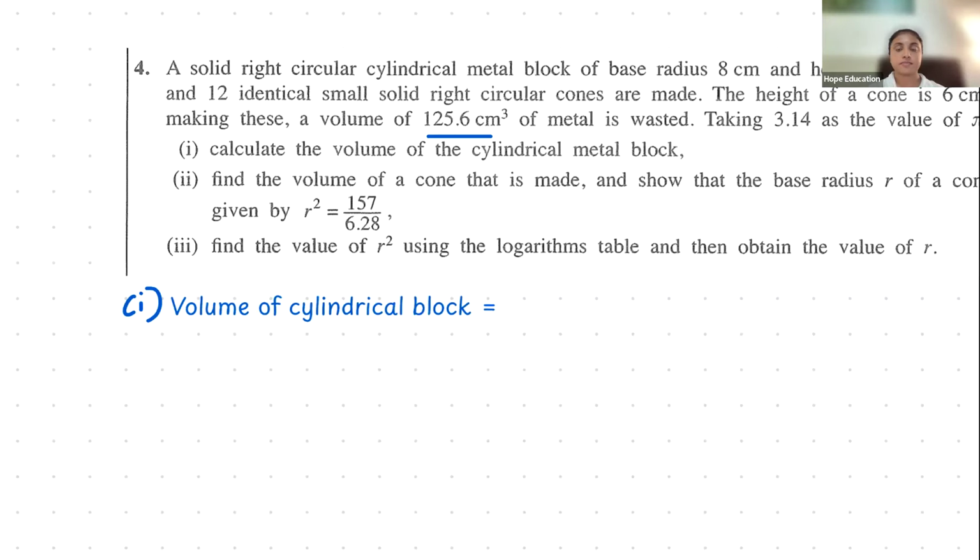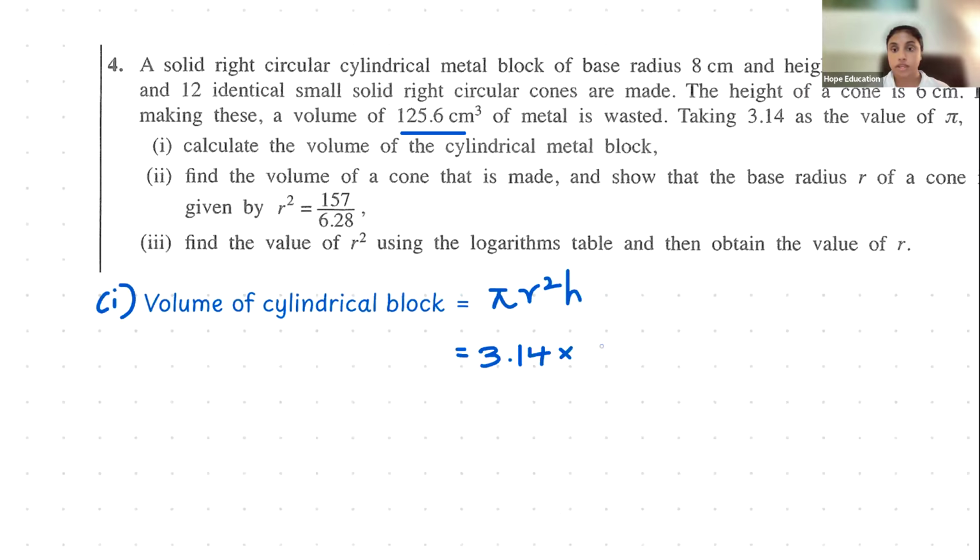Okay, others? Pi. Yes. A cylinder has two circular faces. The area of one circular face is pi r squared, right? You multiply that by the height of the cylinder, so it's pi r squared h. They're asking to take pi as 3.14. The radius is 8 centimeters, so we take 8 squared, multiplied by the height, 10.